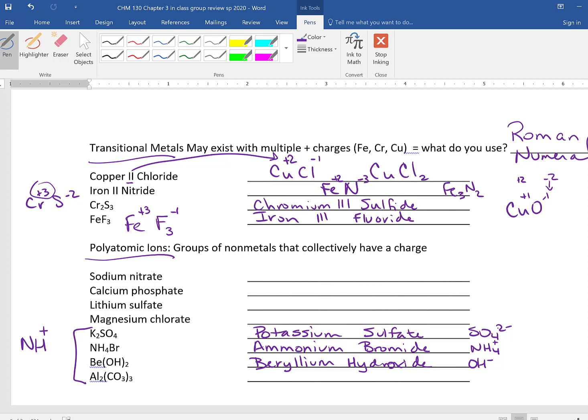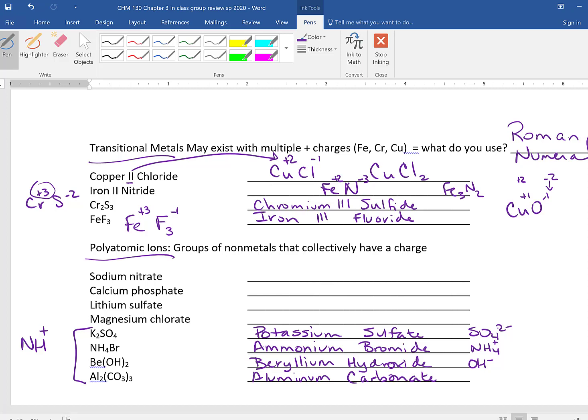Al2(CO3)3. Aluminum. And the CO3, it's got a -2 charge. It's the carbonate. So you see, the carbonate has the carbon with a bunch of oxygens. The sulfate is a sulfur with a bunch of oxygens.